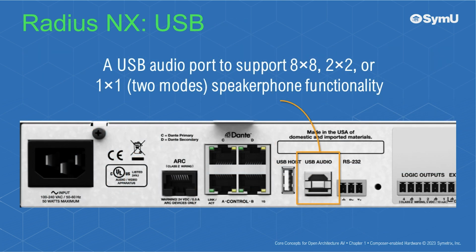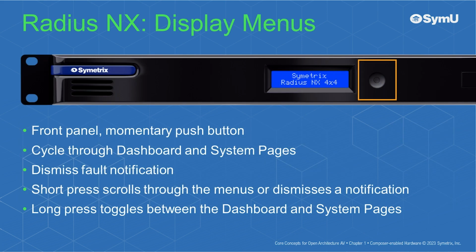The Radius NX features a USB audio port to support 8x8, 2x2, or 1x1 speakerphone functionality. The front panel of the Radius NX has a single momentary push button that is used to cycle through the dashboard and system pages or dismiss a fault notification. A short press scrolls through the menus or dismisses a fault notification. A long press toggles between the dashboard and system pages.